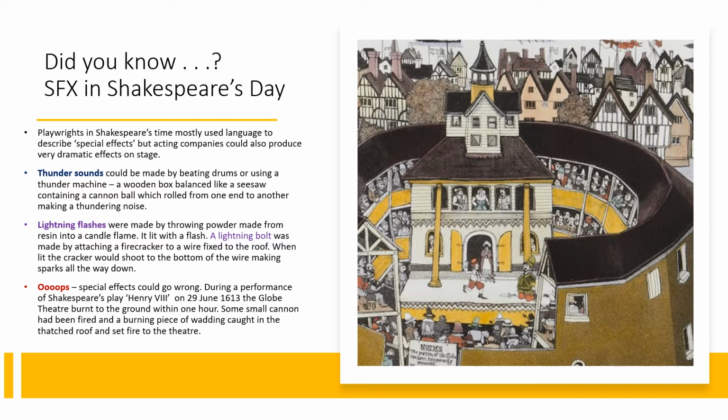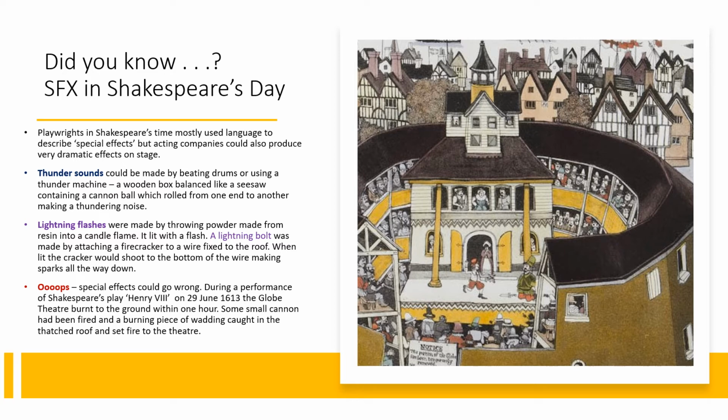Lightning flashes were made by throwing powder made from resin into a candle flame. It lit with a flash. A lightning bolt was made by attaching a firecracker to a wire fixed to the roof. When lit, the cracker would shoot to the bottom of the wire, making sparks all the way down.